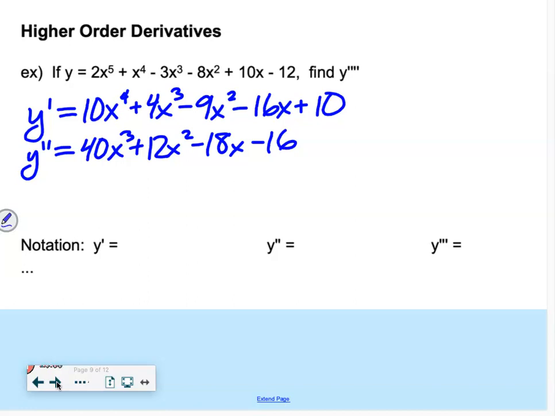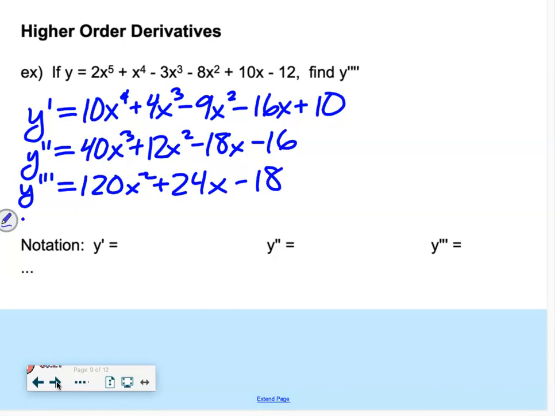Okay. What's y triple prime? Oh, I heard someone say it. Someone knows what the rate of change of the acceleration is. What is it? Sure, the jerk. Do you know the next three? No? You don't? They're fun. Okay, let's do the jerk. So what's y triple prime? 120x squared plus 24x minus 18. Good.